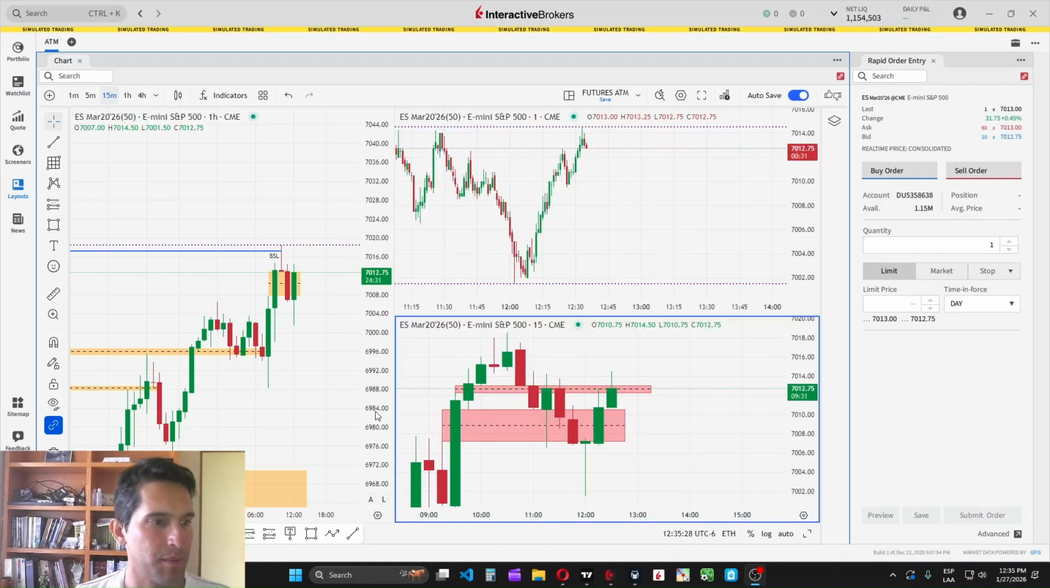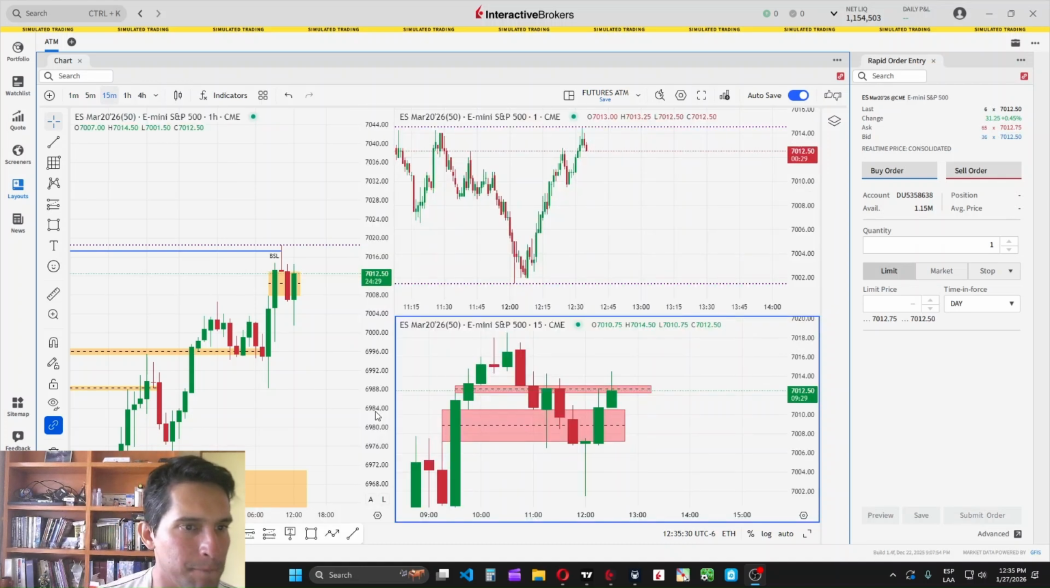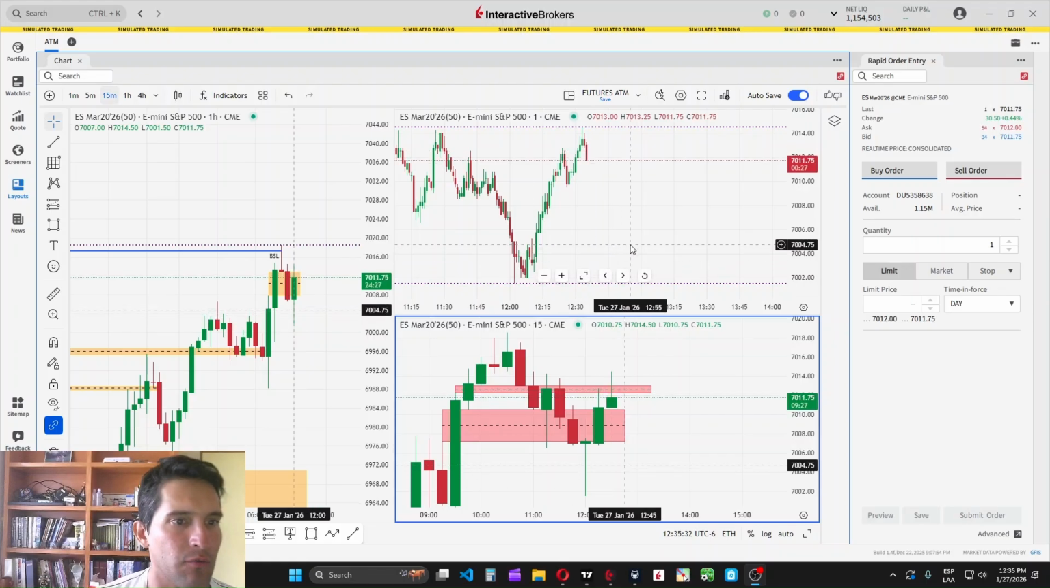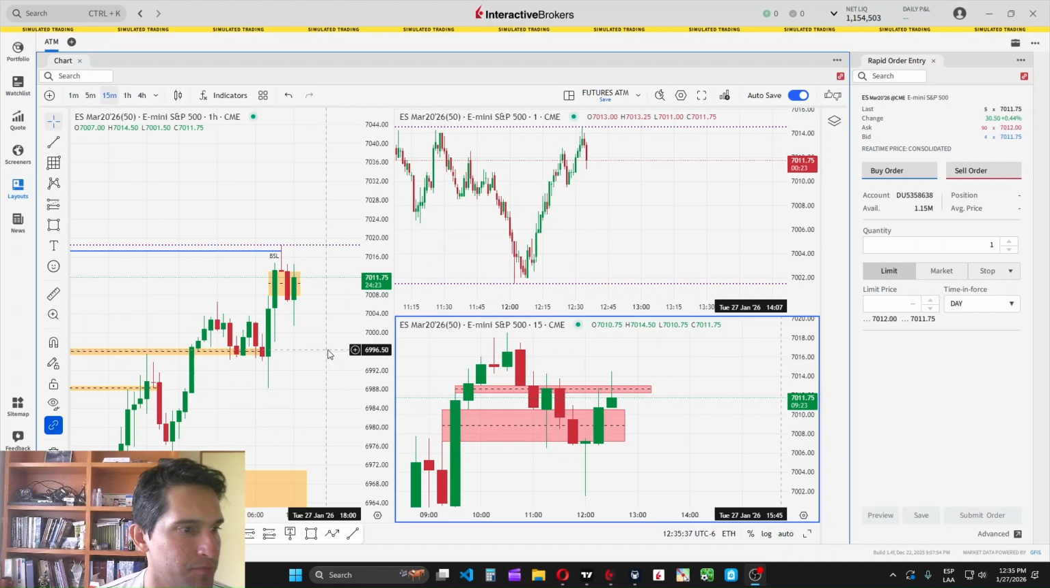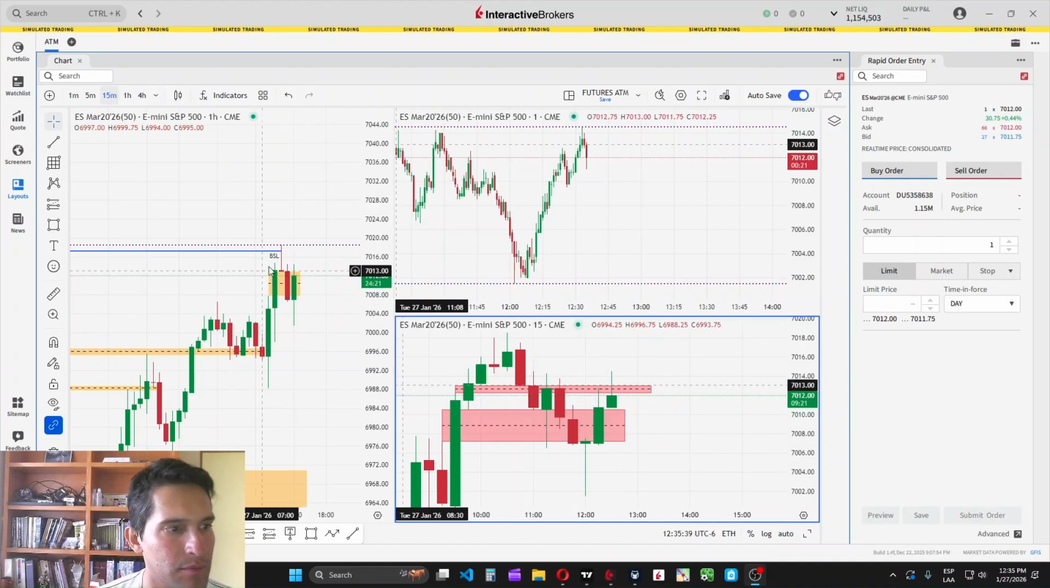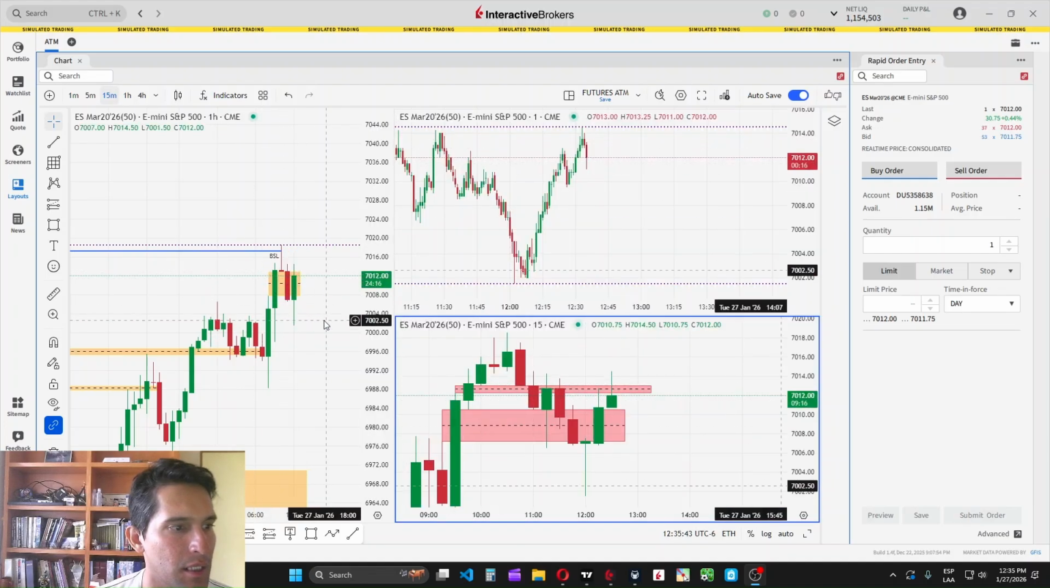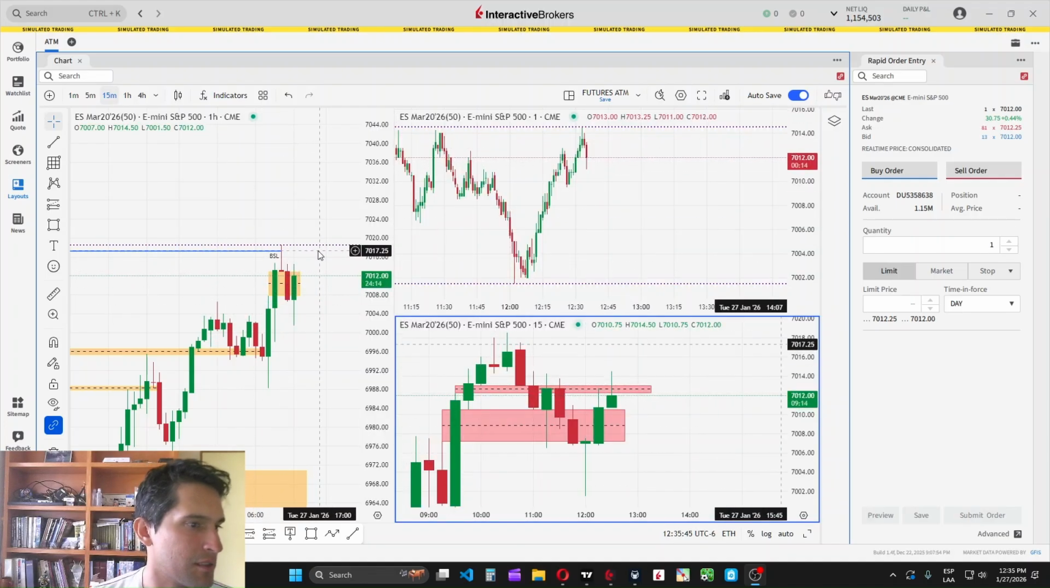Welcome to another video. So today this is the analysis. Again, I'm looking for shorts. So right now what I have here is in the 1 hour chart. As you can see, we took buy side liquidity here and we rejected right there. Price got rejected right there.